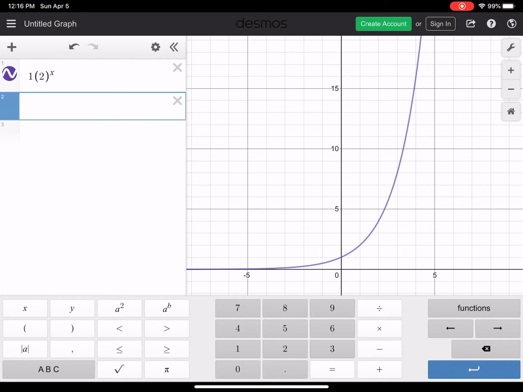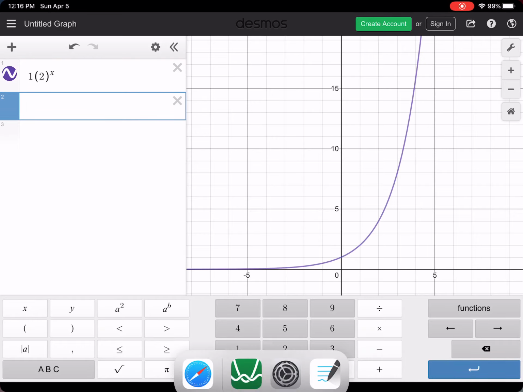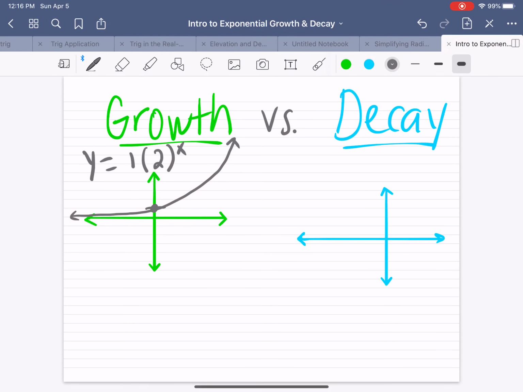And as you can see, we were correct. It is exponential growth. Now, exponential decay. For this one, let's try y equals 2 times (1/2) to the power of x.